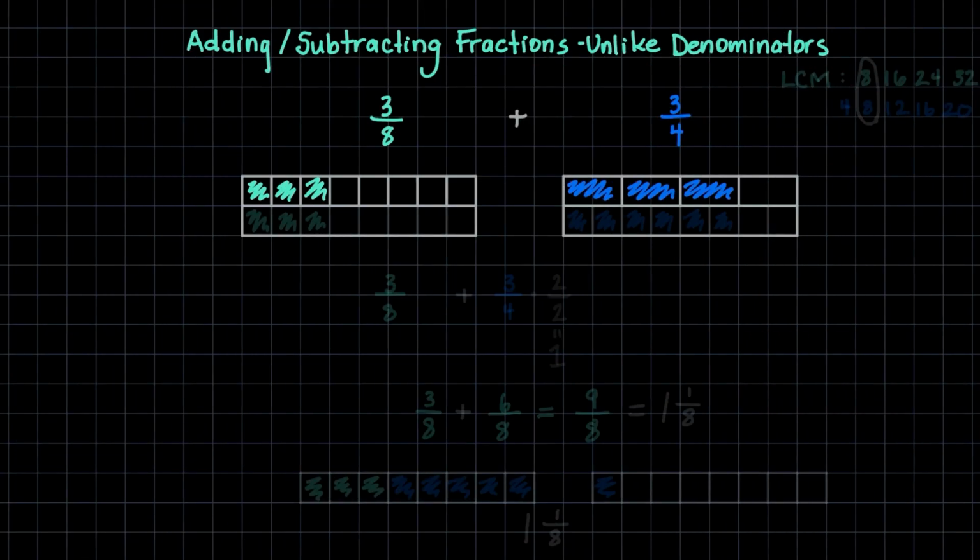Our next problem is to add 3/8 plus 3/4. Again, notice the sizing of the pieces. Even though I have 3 of both of them, look at how different a 1/8 is than a 1/4 is. A 1/4 is way bigger than a 1/8. So trying to add 3/8 and 3/4 doesn't make any sense because they're not the same size. So now we know we have to make them the same size.